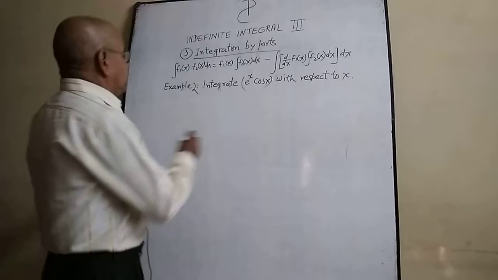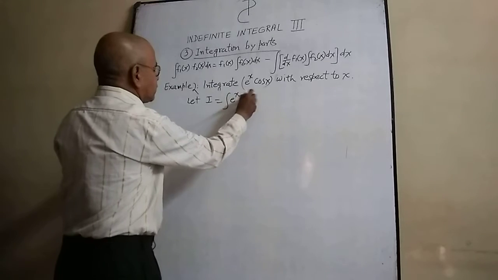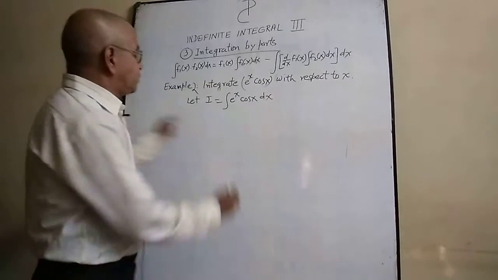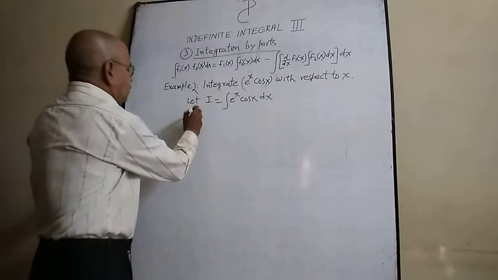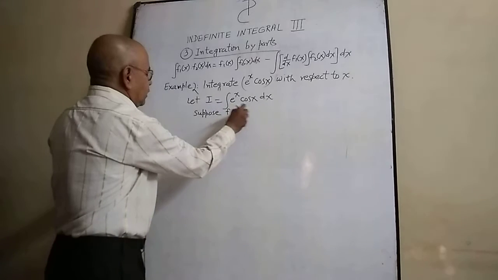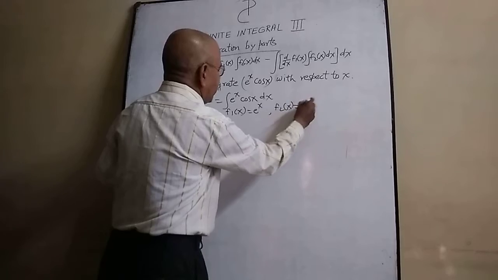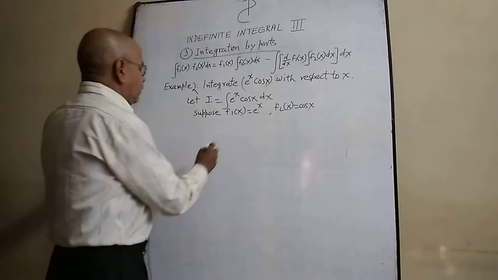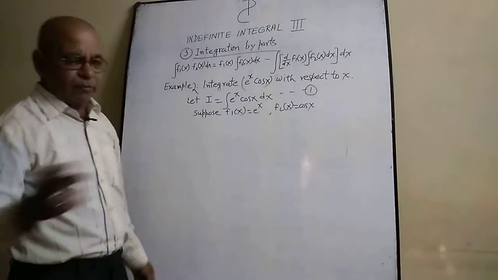So in that case, let I be equal to the integration of e to the power x cos of x dx. Here I select the functions f1(x) and f2(x). Suppose f1(x) is equal to e to the power x and f2(x) is equal to cos of x. This is my equation number 1. I will use this equation some time later.